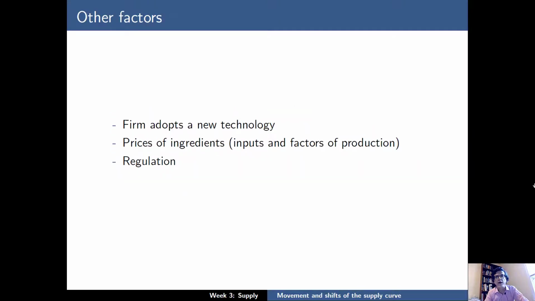Some other factors might be that a firm adopts a new technology, that they produce things in a different way. It's also possible that the prices of ingredients, what we would call inputs and factors of production, might change. So the wage rate might go up. The price of flour might go down. And also government regulation may change how much a firm supplies to the market.